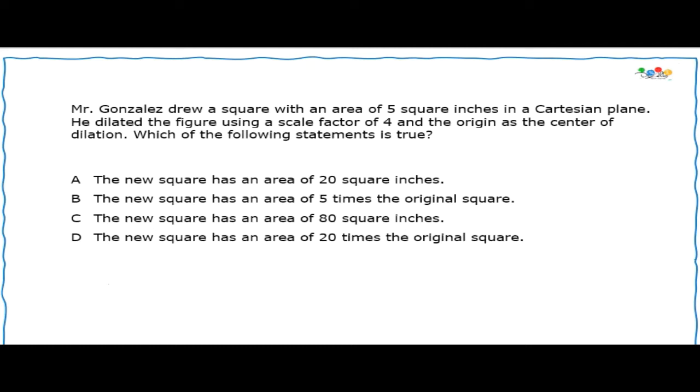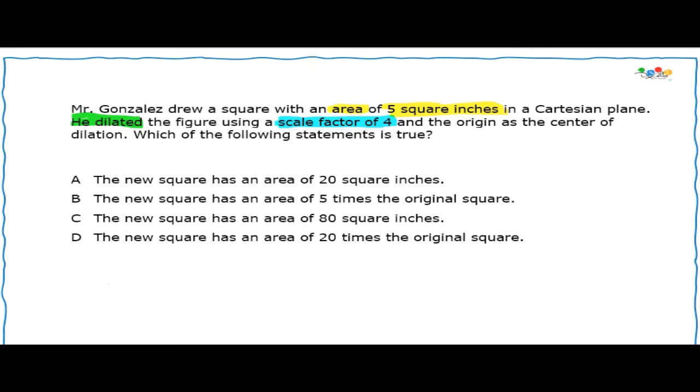So first of all, let's talk about what's given to you. I do know that the area for the square is 5 square inches, right? That's my first one, okay? And then it says that the scale factor is 4. Very important that we know that information. Next, we know that he dilated the figure, which means that something happened to the figure, right? Either it got bigger or smaller. So let's recap on that.